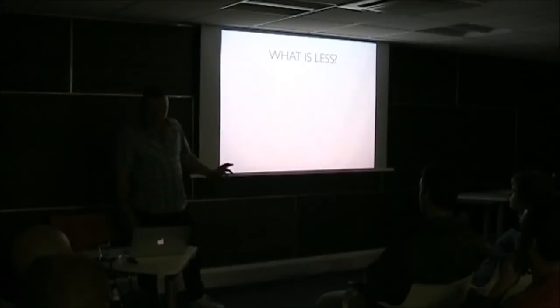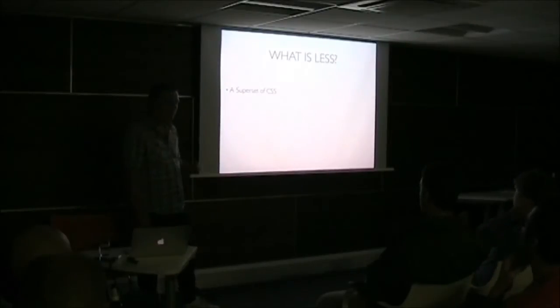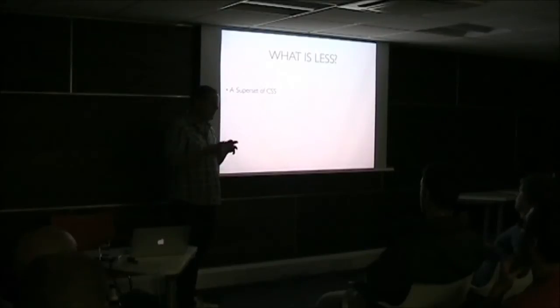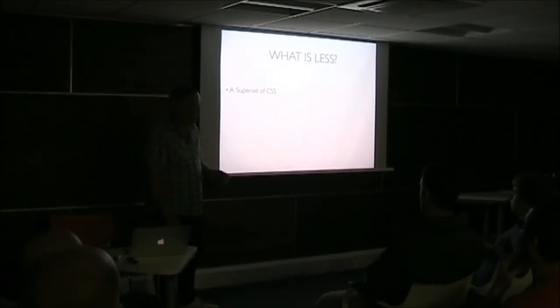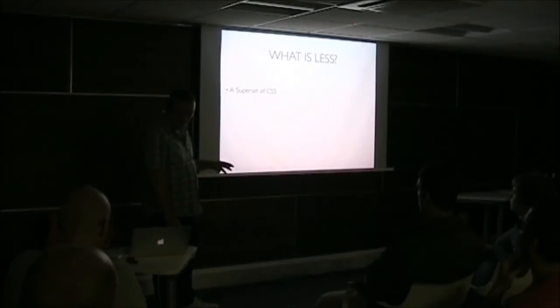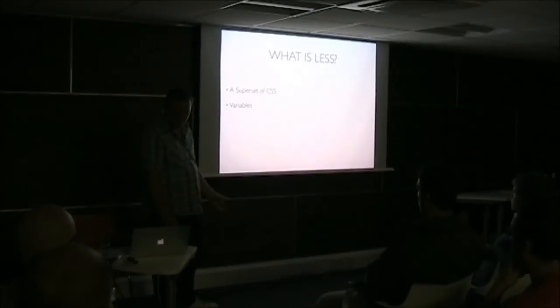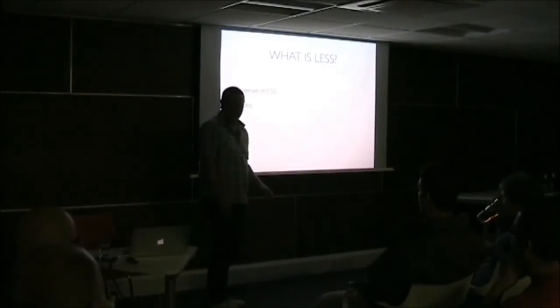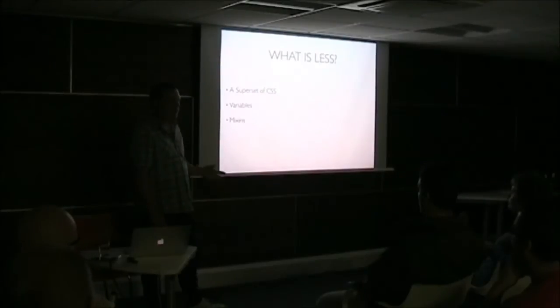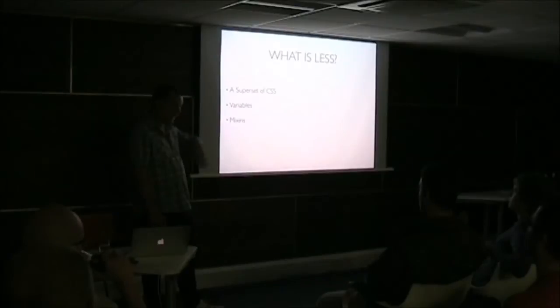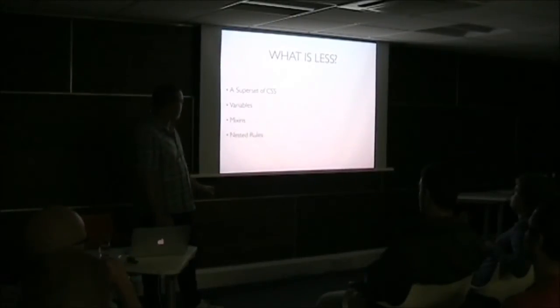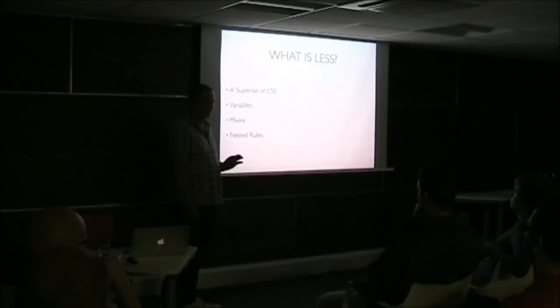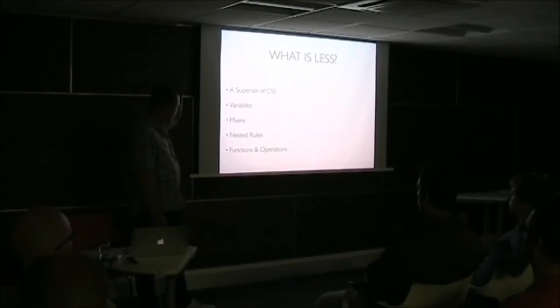Sorry. Okay, so what is less? Less is a superset of CSS, which means that any valid CSS is also valid less. So anything you write in CSS, you can write in less, and it's completely valid. What less adds to CSS is variables. I call them variables, they're really constants, but you can declare something and reuse it. There are mixins, which is a CSS class that you can inherit into other classes. We'll look at those in a minute. Nested rules is part of the less syntax, which we'll cover later. And functions and operators, which are quite powerful when it comes to actually generating your CSS.